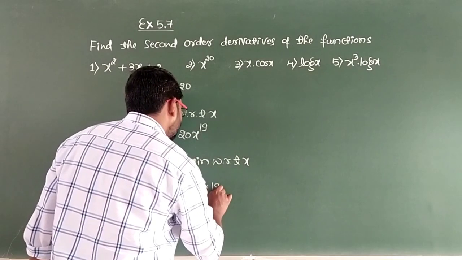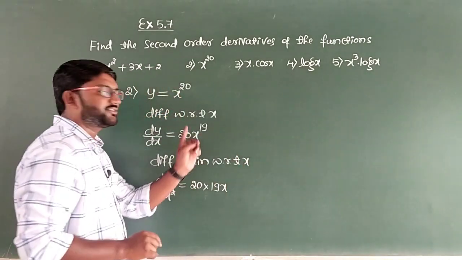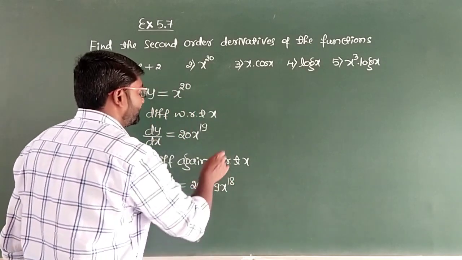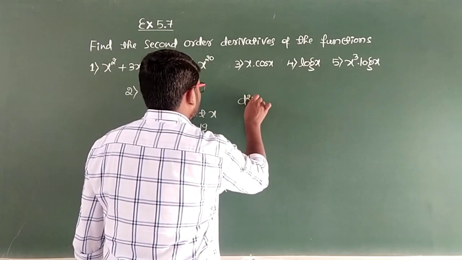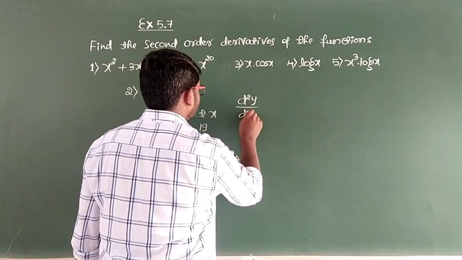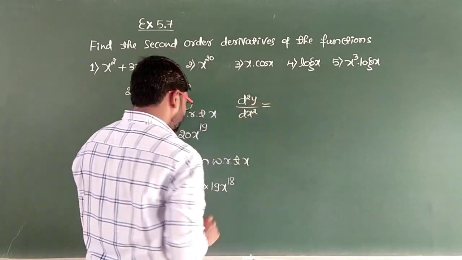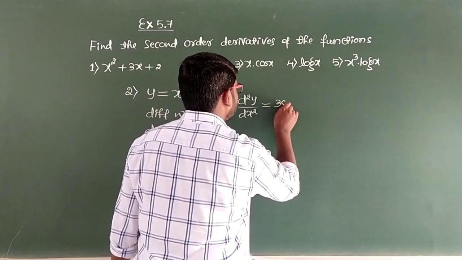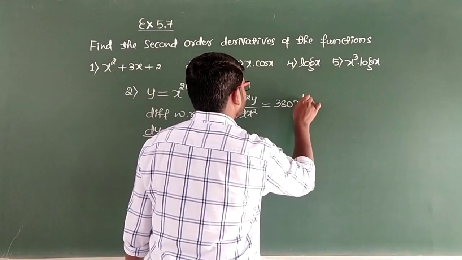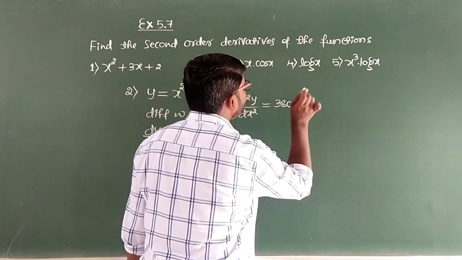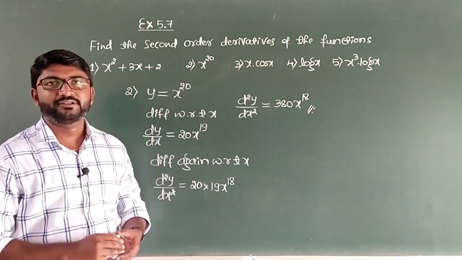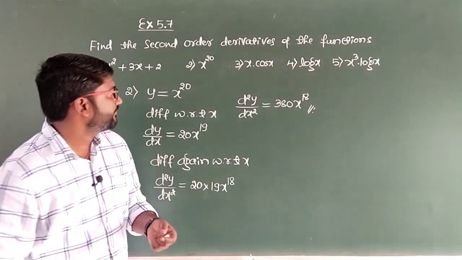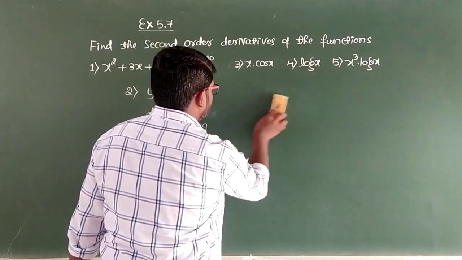n into x to the power n minus 1. 19 minus 1 it will be 18. So overall we have d square y by dx square which is equal to 20 into 19, which is 380, into x to the power 18. So this is the answer for question number 2. Then we'll take up question number 3.